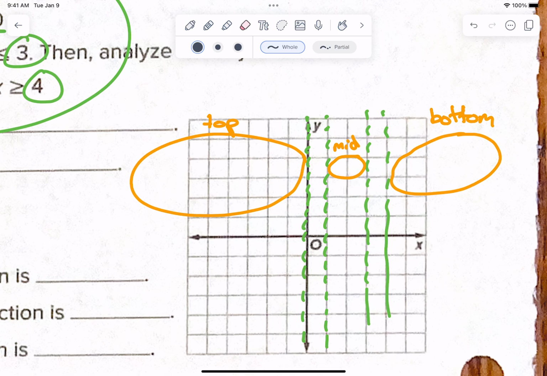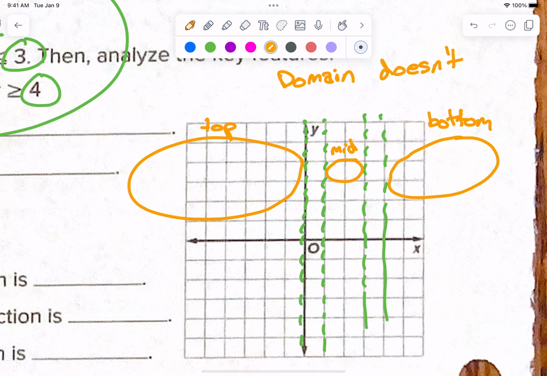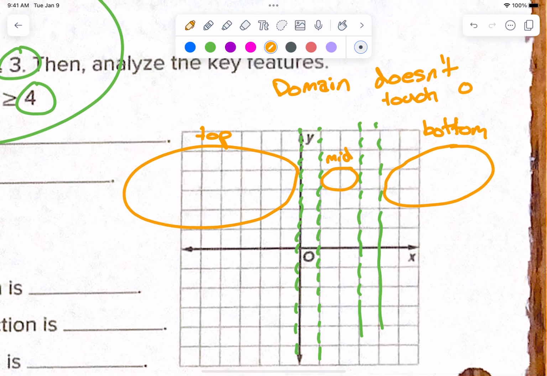Okay, so for domain, he doesn't touch what? From what to what? 0 to 1 and from 3 to 4. He doesn't touch 0 to 1 and 3 to 4. Does that make sense? So that's my domain. He's going to touch everywhere, but he's not going to touch 0 to 1 and 3 to 4.